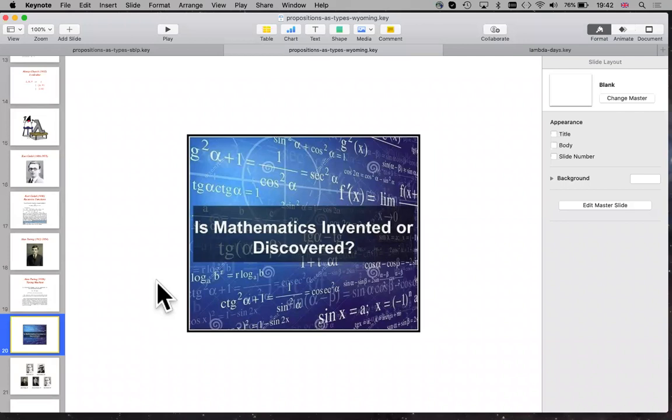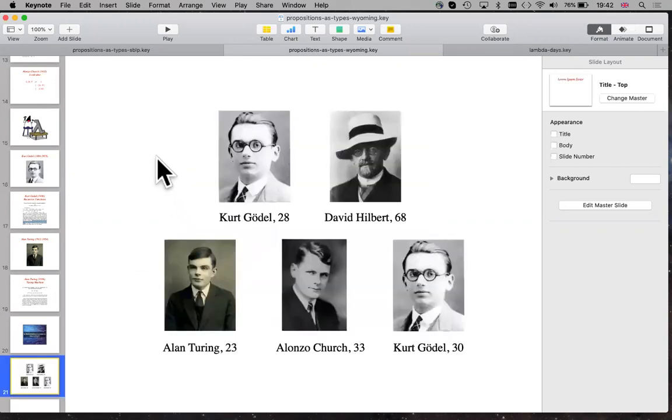Okay, let's go on. Gödel was 28 when he undermined the life work of Hilbert, who at the time was 68. Turing was 23 when he resolved this dispute between Church, who was 33, and Gödel, who by then was an untrustworthy 30.